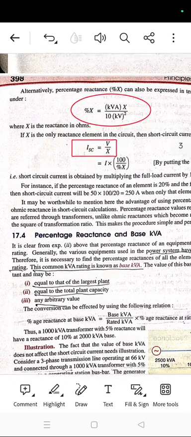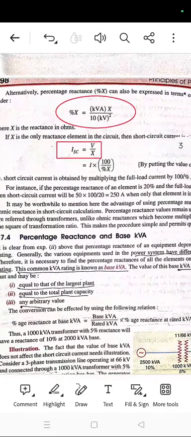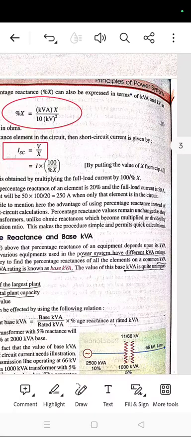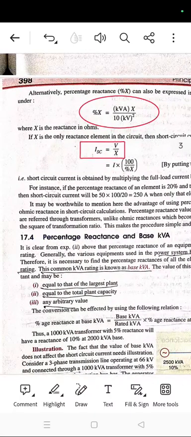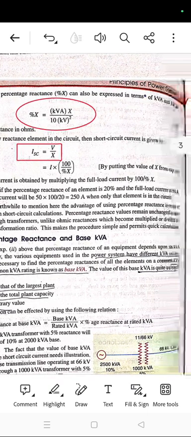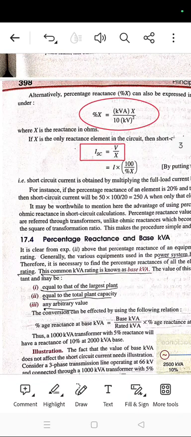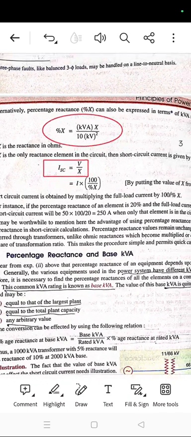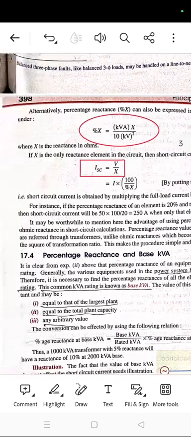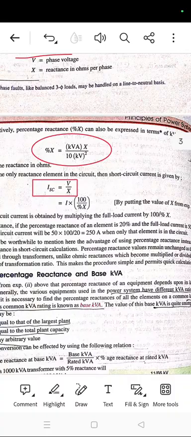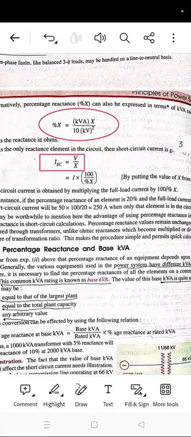It may be worthwhile to mention here the advantage of using percentage reactance instead of ohmic reactance in short circuit calculation. Percentage reactance values remain unchanged when referred through a transformer, unlike ohmic reactance, which gets multiplied or divided by the square of the transformer ratio. This makes the procedure simple and permits quick calculation.